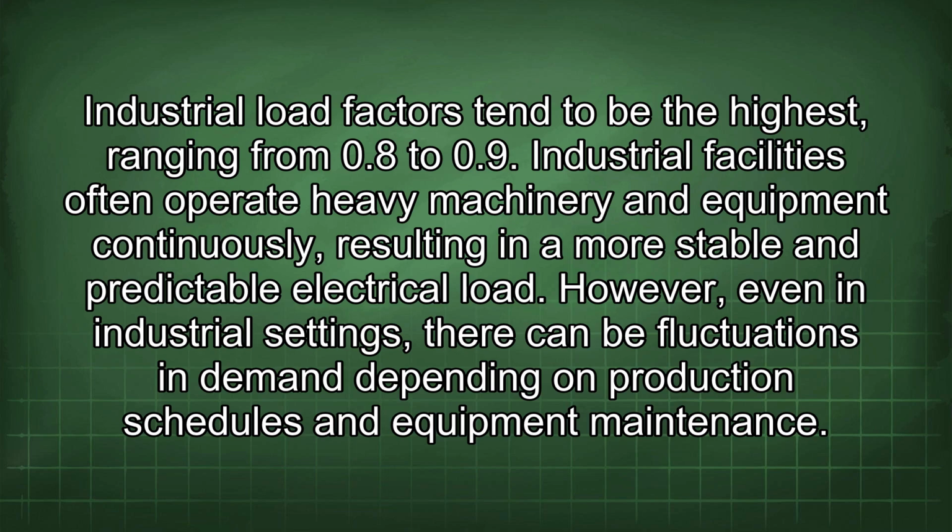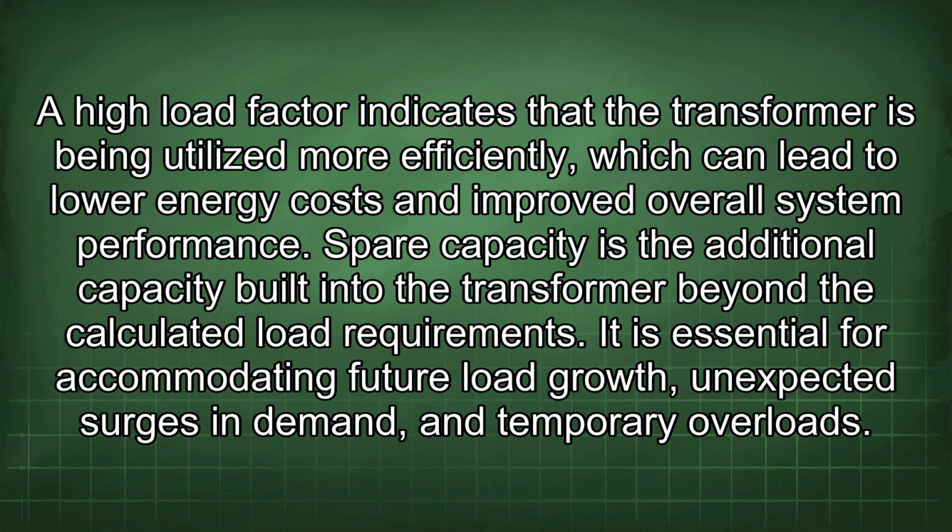Industrial load factors tend to be the highest, ranging from 0.8 to 0.9. Industrial facilities often operate heavy machinery and equipment continuously, resulting in a more stable and predictable electrical load. However, even in industrial settings, there can be fluctuations in demand depending on production schedules and equipment maintenance. A high load factor indicates that the transformer is being utilized more efficiently, which can lead to lower energy costs and improved overall system performance.